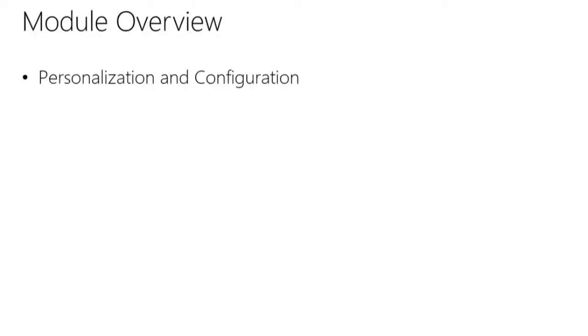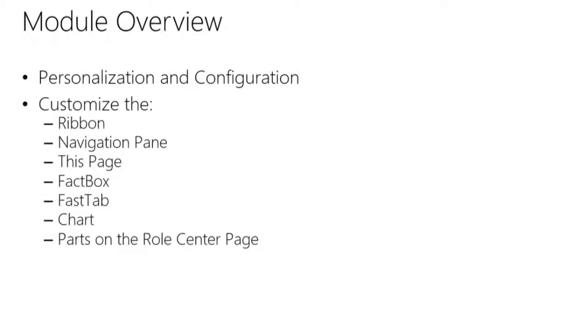So I will start by explaining what's the difference between personalization, what we are going to do as a user, and configuration. And then we are going to dive into the application, and I'm going to demonstrate how we can customize or personalize the ribbon, the navigation pane, the page on which we are, fact boxes, fast steps, how we can create a chart, and then also how we can customize the different parts we have available on the Role Center page.